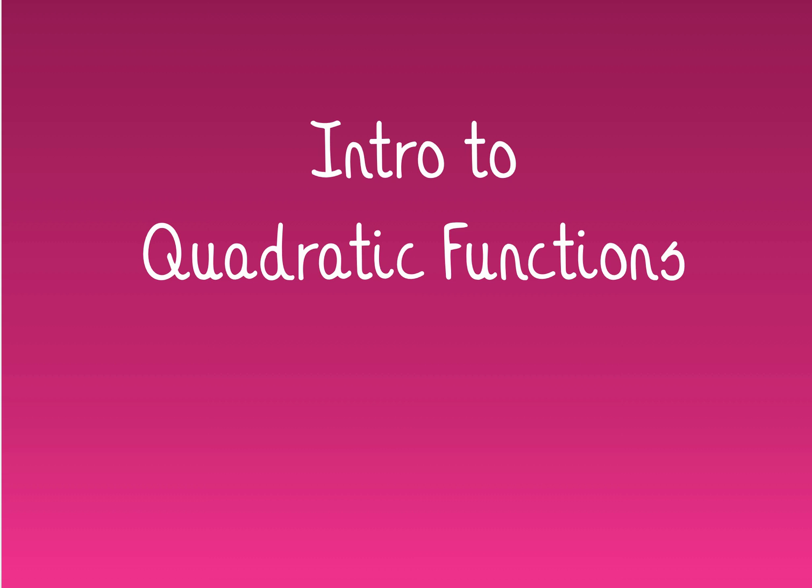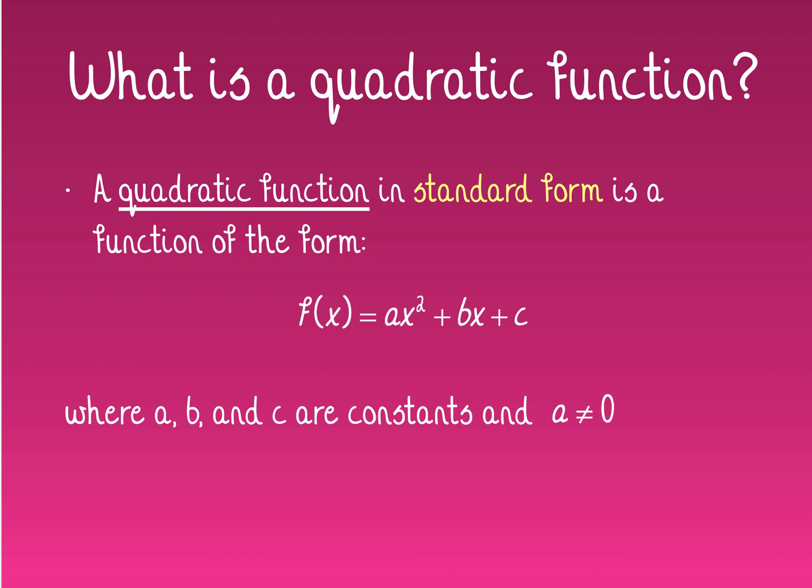In this lesson, we're going to talk about quadratic functions. A quadratic function in standard form is f of x equals ax squared plus bx plus c, where a, b, and c represent constants and a is not equal to 0. Think about if a is equal to 0, we would lose this x squared term and we would just be left with bx plus c, which, if you remember from earlier lessons, is a linear function.